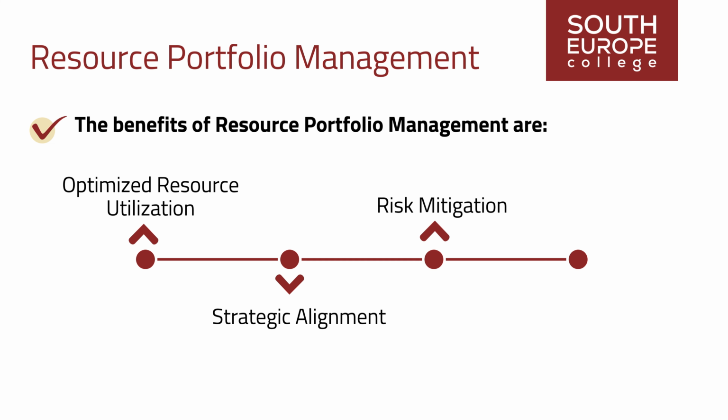Resource portfolio management helps mitigate resource constraints and shortage risks. Organizations can proactively manage resource shortages and minimize their impact on project timelines and deliverables by identifying and prioritizing critical resources. Improved decision-making. Resource portfolio management provides decision-makers valuable insights into resource availability, demand, and utilization across the organization.